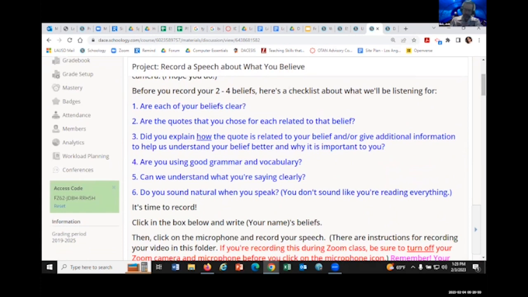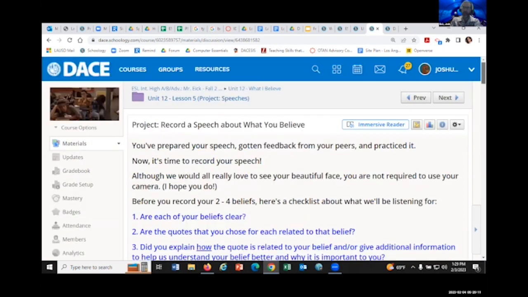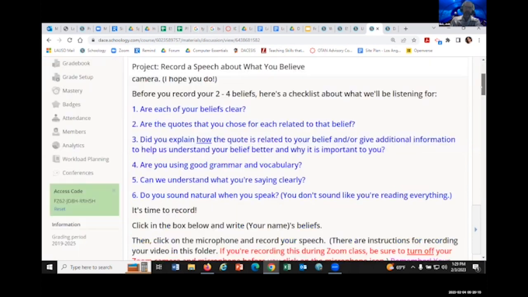So there's always instructions, and then I always include a checklist of my expectations. Here's a checklist about what we'll be listening for. This unit, by the way, is they were going to record a speech about what they believe. So I ask questions, right? Before they record, are each of your beliefs clear? Are the quotes that you chose for each related to that belief? Do you explain how the quote is related? And so on.